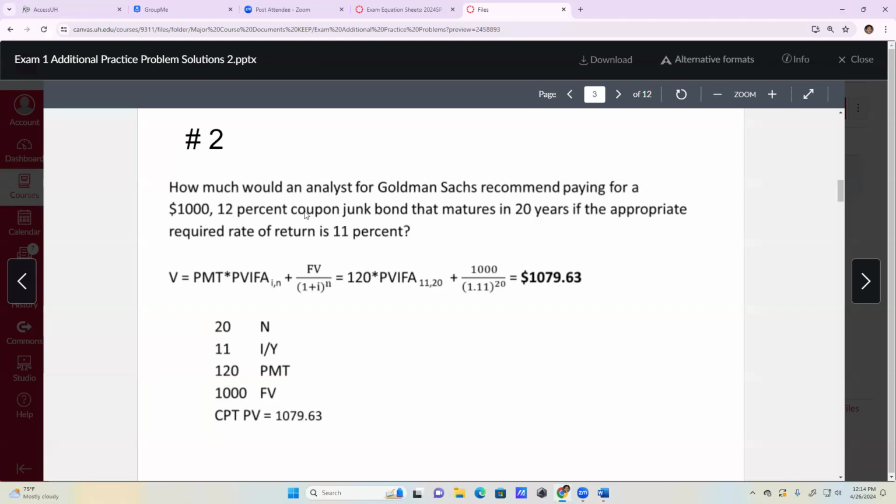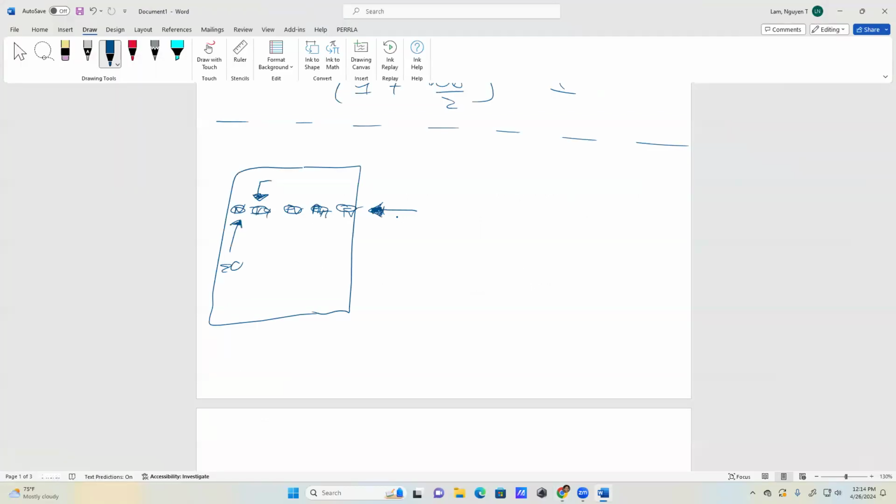You see that there's an 11% and 12%, right? How you guys see here, it's a coupon bond, right? A reminder to you guys is whenever they're talking about bonds, there are going to be two types of bonds. Zero coupon bond. Zero coupon bond means that there's no payment in between. It's just the last payment.